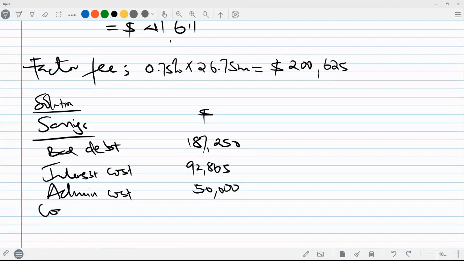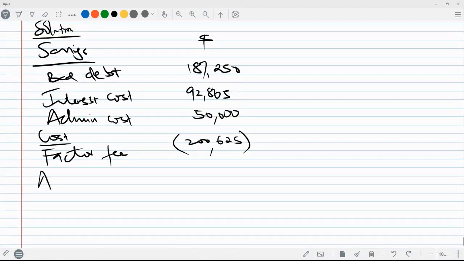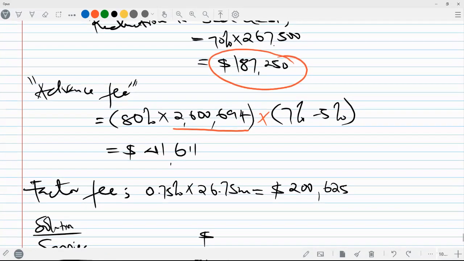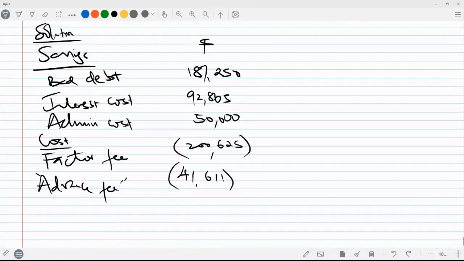Now the expenses or costs that come with adopting this policy. Factor fee: you pay a fee to the factor for giving the service, 206,250. Then there's the advance fee. Don't forget, the concern is the increment only. Advance fee, 41,611. Hope I've not missed anything else. Net saving.